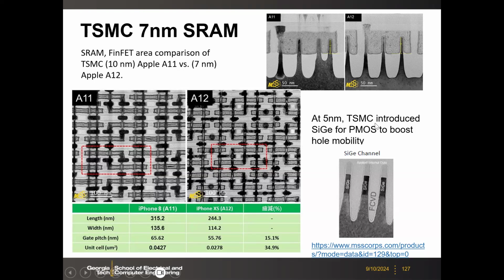Yeah, you can see that this becomes very thin and tall, right? As we discussed earlier, the fin becomes very thin and tall. And here is the 5 nanometer cross section. One difference is that for the PMOS, TSMC introduced the silicon germanium channel to further boost the hole mobility. So it's not pure silicon. This fin is made of silicon germanium, like an alloy, for the PMOS. Okay, NMOS is still silicon.